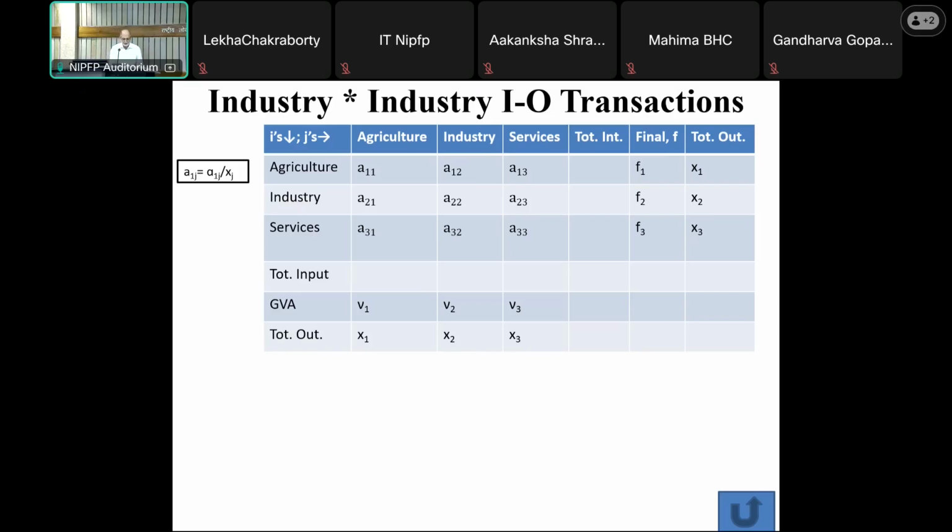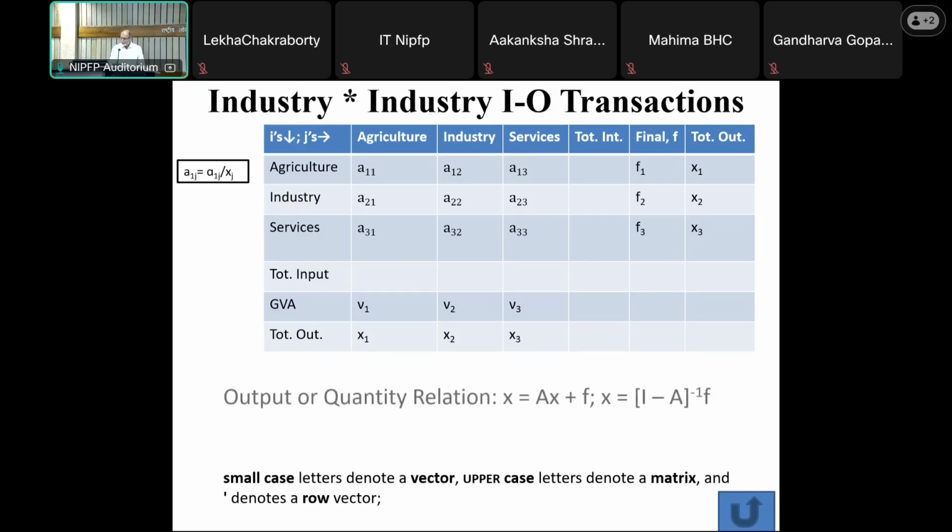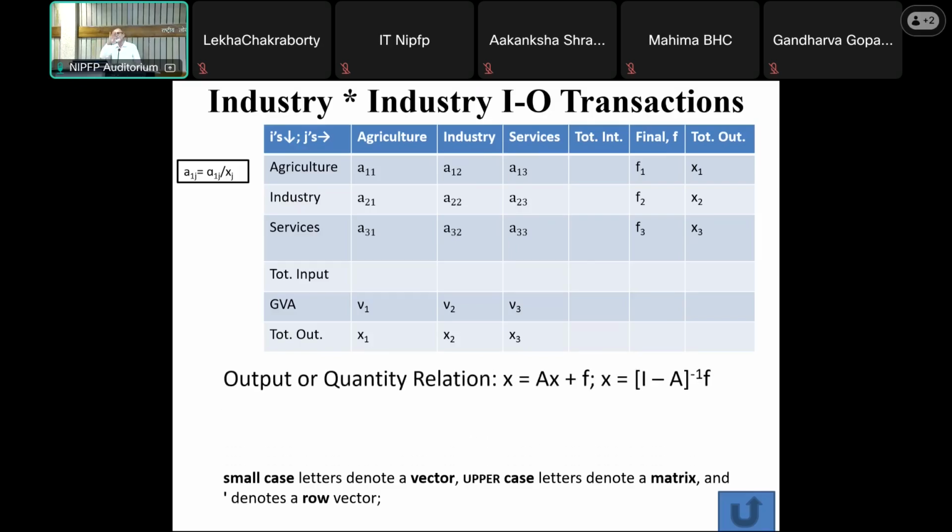So that is the way to interpret this. When you do that, the output or quantity relations, which is along the row, will look like this: X, which is the total output, is a product of the intermediate transactions, intermediate coefficients, plus the final use. So X is (I minus A) inverse F. Grant me that the algebra is what it is. Along the column, it will look like this.